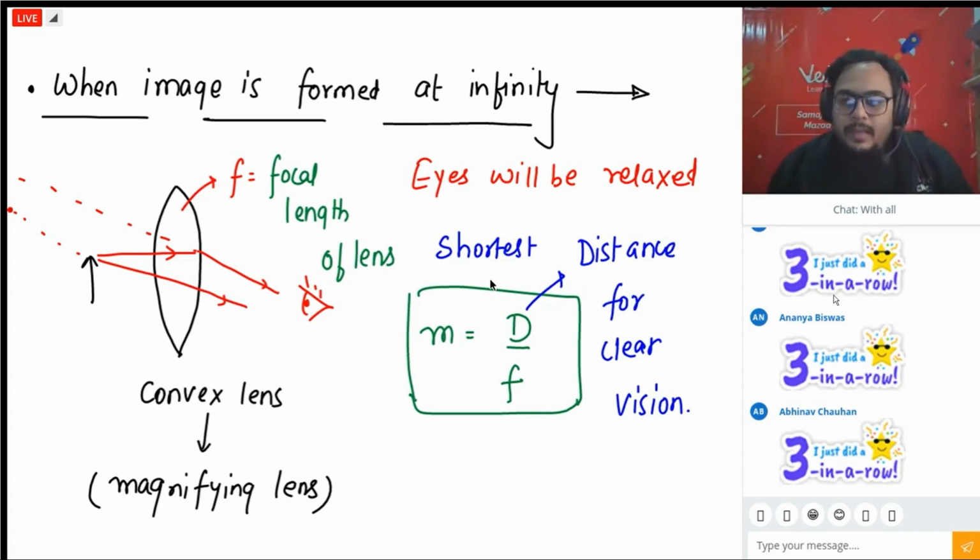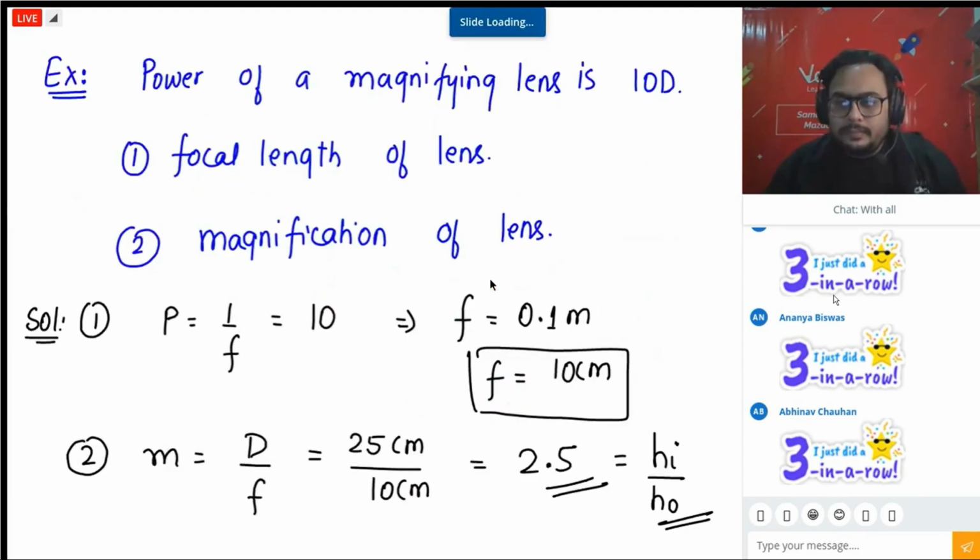Anirudh, this is the last slide. Which last slide are you talking about? The second question? I don't think so, Ananya. You can just remember the formula, or you can make the triangle and see from there also.